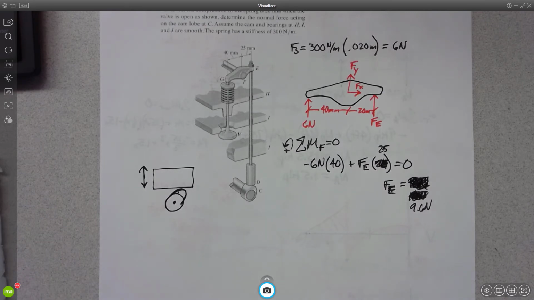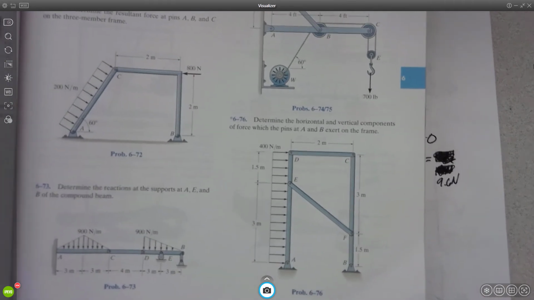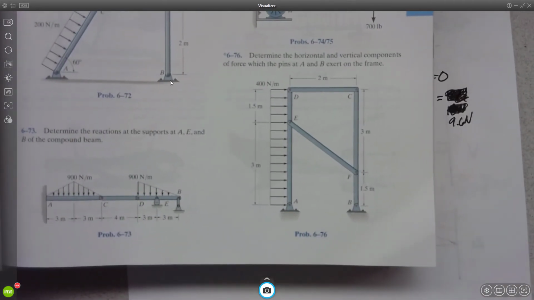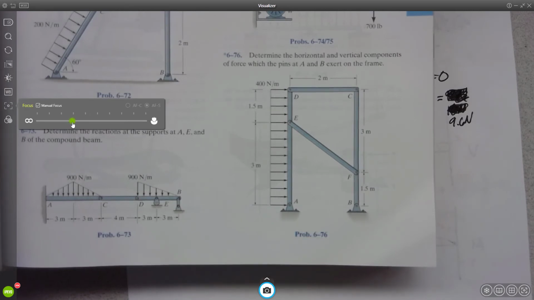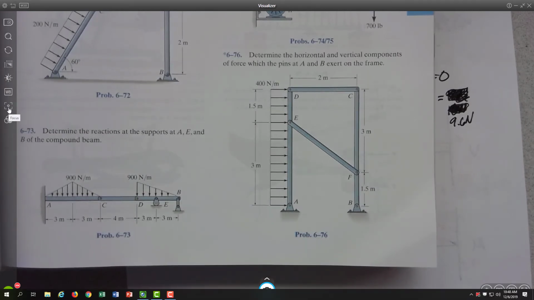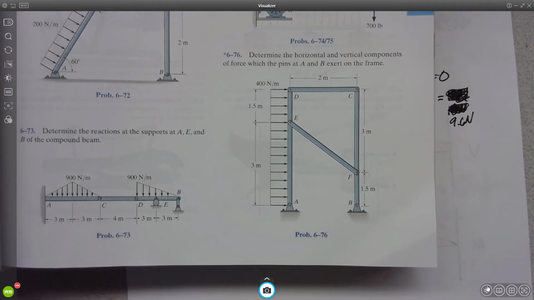Let's try a frame. Yeah, this one looks good. Okay, so this one's not in your notes. Let's look at this here frame. See if you can find a blank spot. I'm gonna freeze this for just a second so you can get it in your notes. Okay. 6-76.